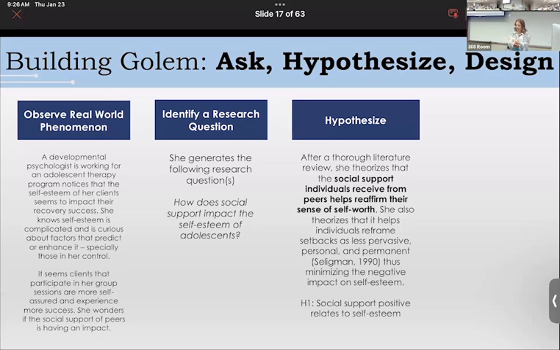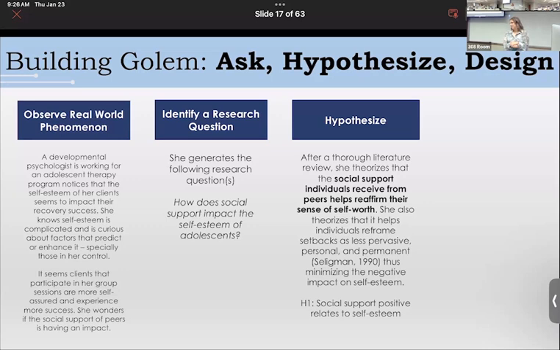So her ultimate hypothesis, i.e. her model in hypothesis form, is social support positively relates to self-esteem. Notice her hypothesis is not causal. She's not running a causal study. She can't say anything like social support causes increases in self-esteem. Really, your two best options when you're doing a correlational design are positively relates to or is positively associated with.